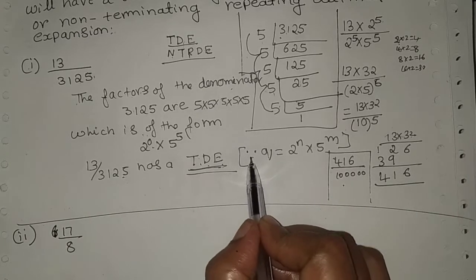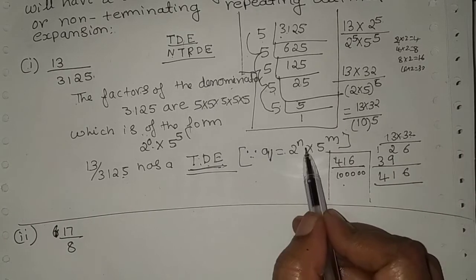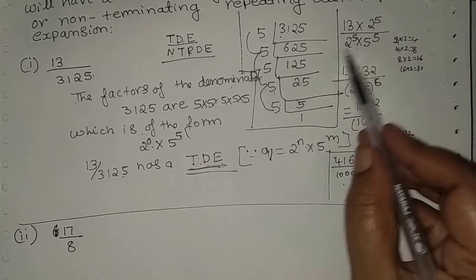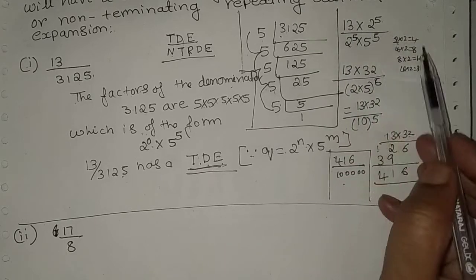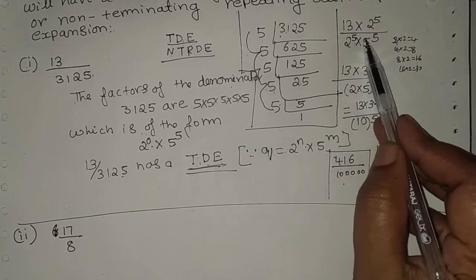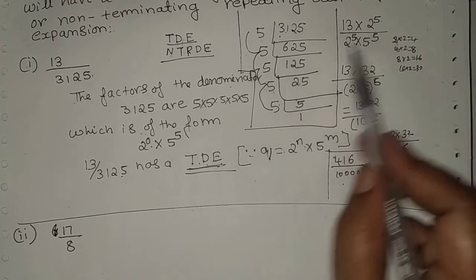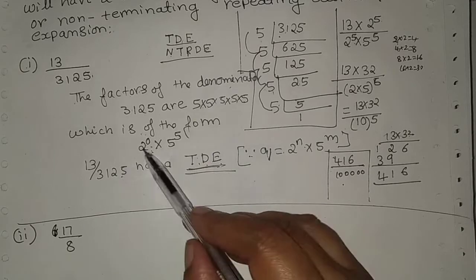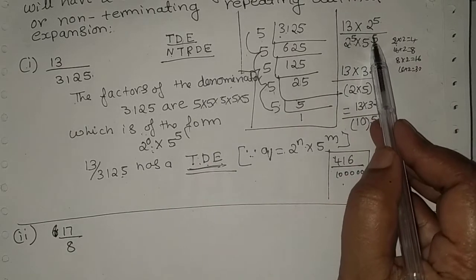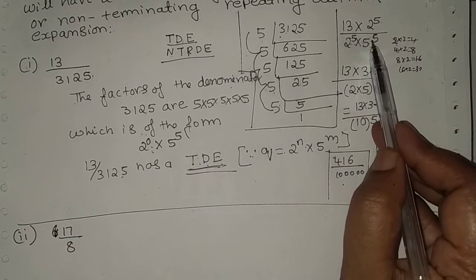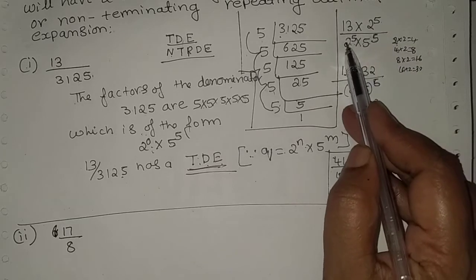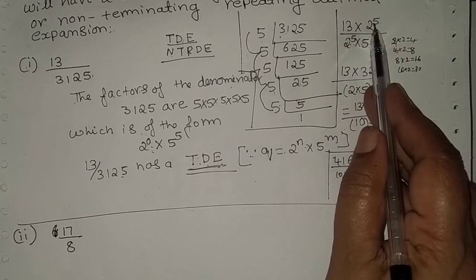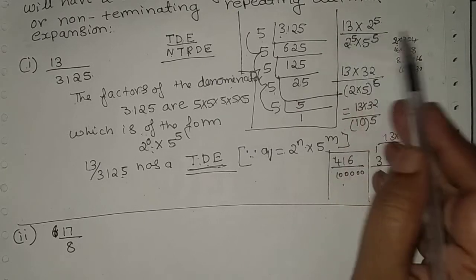Because this is in the form q is equal to 2 to the power of n into 5 to the power of m. So take the number 13 into, what is the power of 5 here? We are getting 5 to the power of 5. Here this is in the form 2 into 5. Both will have the same power, so we have to take the same power. Since we got 5 to the power of 5, take the same power here also, and again here we have to write 2, because if cancelled it remains the same.